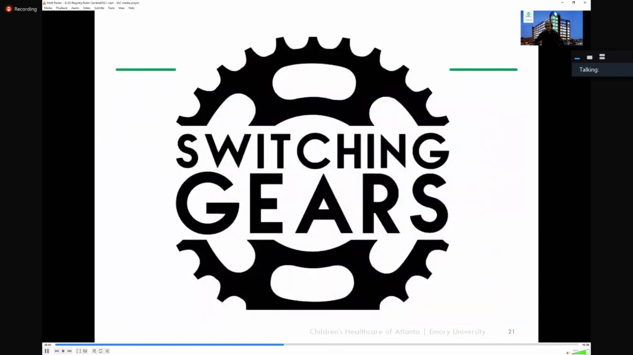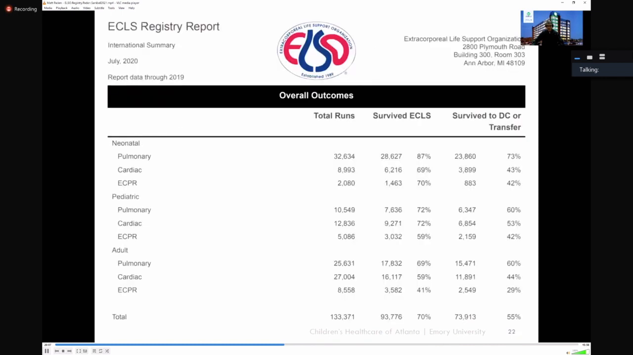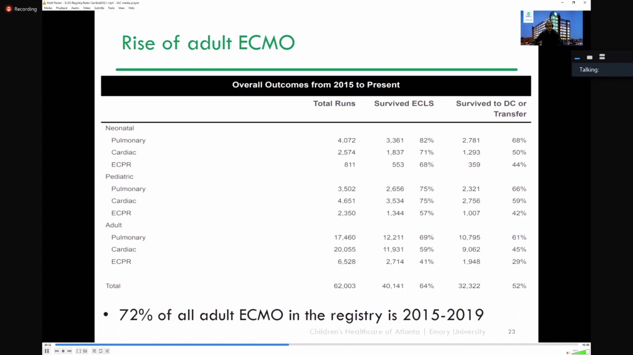I'm going to switch gears here for a minute and actually show you some data from the ELSO registry. This will look familiar to many of you who've seen ELSO registry data before. These are the overall outcomes. As you can see here, we're up to about 133,000 patients with approaching 75,000 survivors for this therapy. These are the overall outcomes from the registry, from 1989 through 2019. We also show the data from just the last 5 years alone.